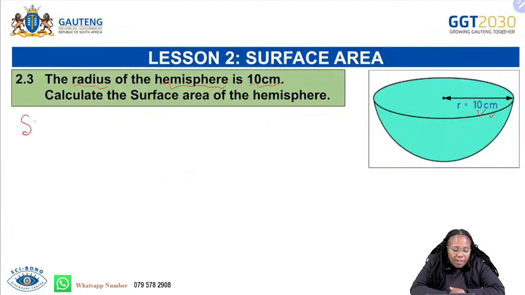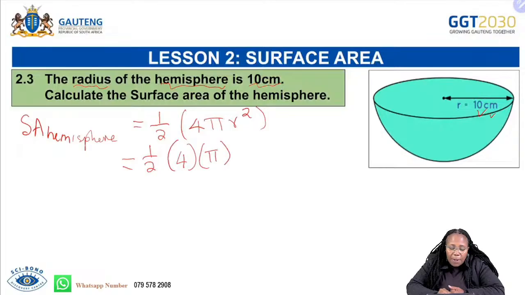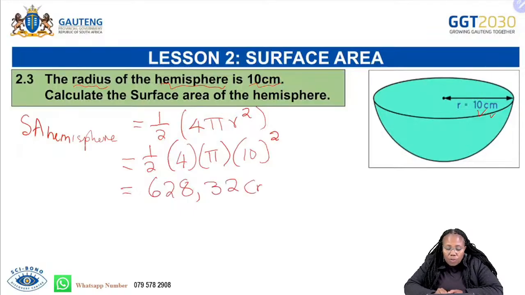So now the surface area of a hemisphere will be half the formula of a surface area of a sphere, which is 4 pi r squared. Let's substitute now. We have half multiplied by 4 multiplied by pi. The radius is 10, and this is squared. And then into your calculator, grade 12, straight to the answer. That is 628.32 square centimeters, because the unit is centimeter there.